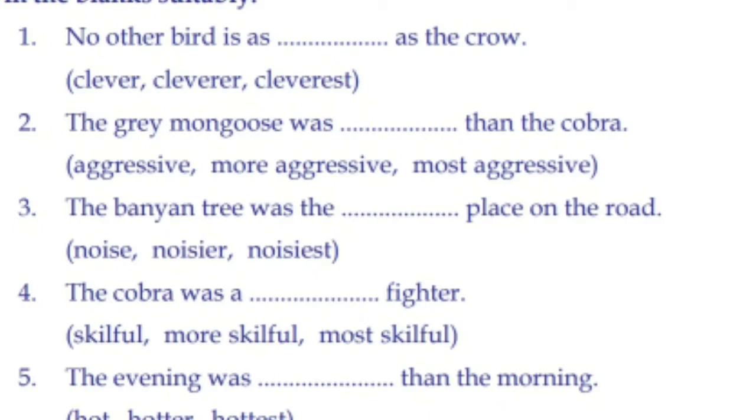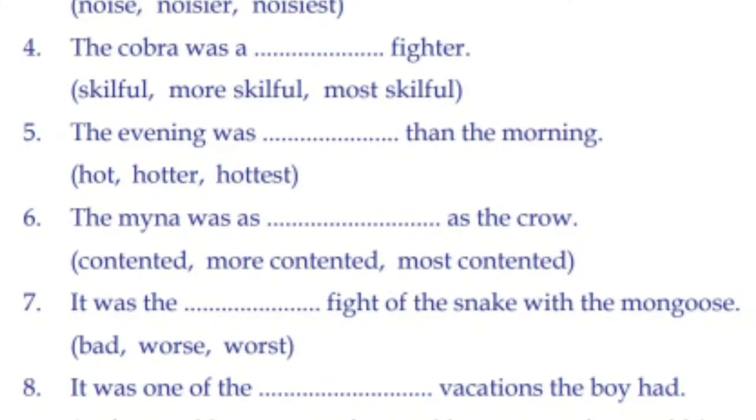Fifth sentence. The evening was dash than the morning. 'Than' again gives you the clue that it's a comparative degree. The evening was hotter than the morning.